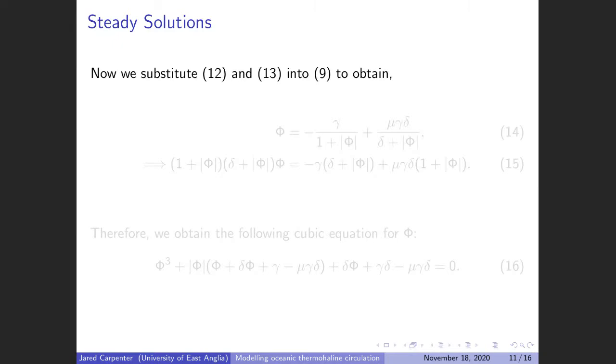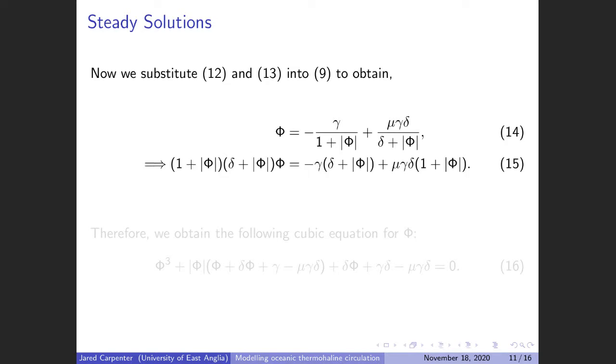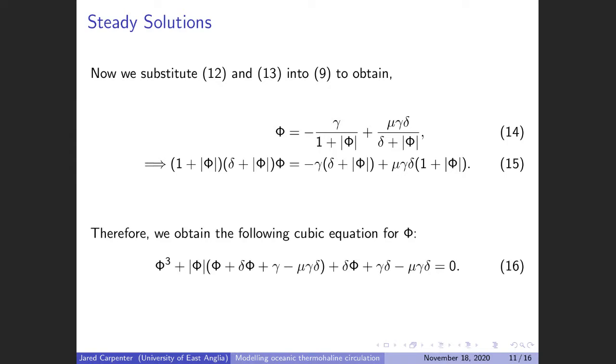Then if we substitute it into our expression for the circulation, or the non-dimensionalized circulation, we get this. Let me tidy it up a little bit. And the punchline for this is a cubic equation for phi. Why did I call them that? What's useful about this? A cubic equation is something that we can solve, and we can get values for phi.